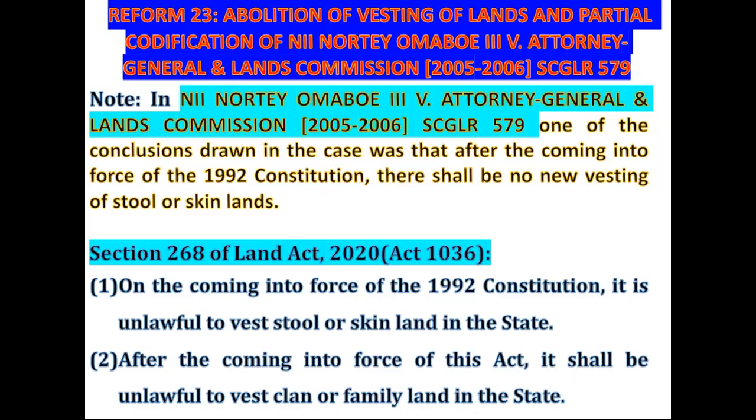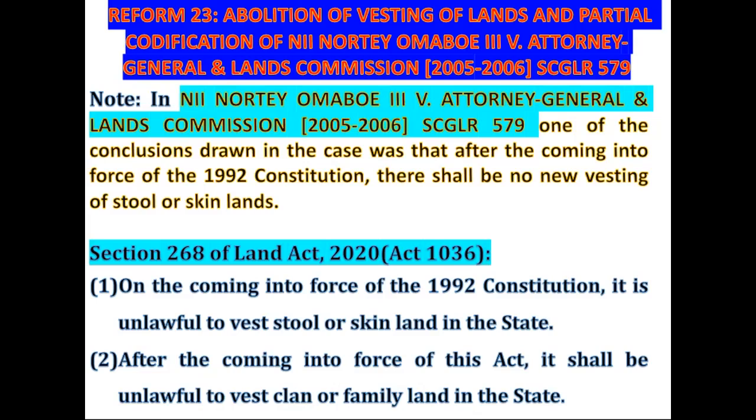It says that on the coming into force of the 1992 Constitution, it is unlawful to vest stool or skin land in the state. After the coming into force of this act, it shall be unlawful to vest clan or family land in the state. What is the lawmaker saying? That now there's nothing like vesting stool, family, or clan land in the state. So the only one that's left is individual. But if they've made it unlawful to vest stool land, skin land, family land, it means that invariably we have come to the end of vesting of lands.